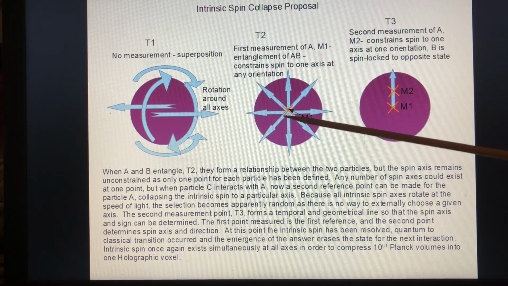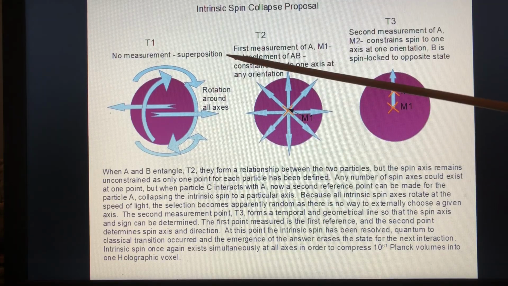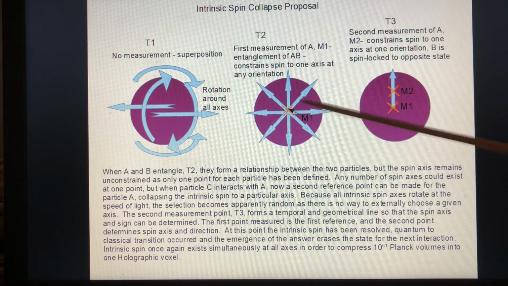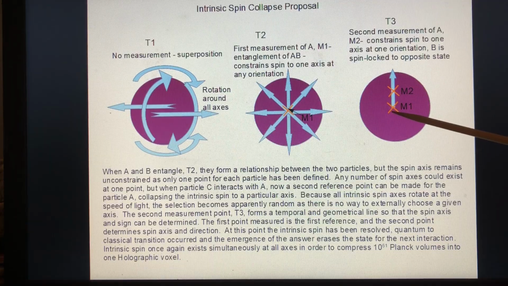But once we have that first measurement, A and B bump into each other, now we have a reference point. Now spin could be going this direction or this direction. It could be going any of these directions centered on this point. It's still many paths. It has not been resolved yet. But now once we get the second point, now we can draw a line from the first point to the second point, and there's our spin direction and sign. And this is my best idea on how the universe is able to compress holographic information to turn 10 to the 122 informational bits into 10 to the 122 holographic voxels.